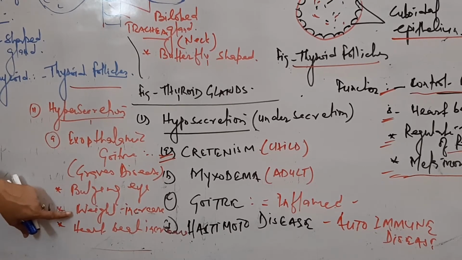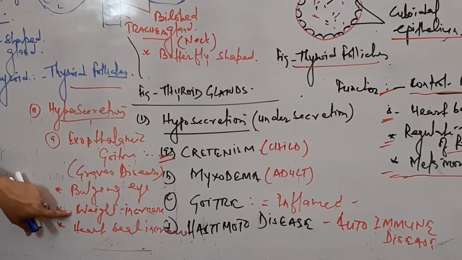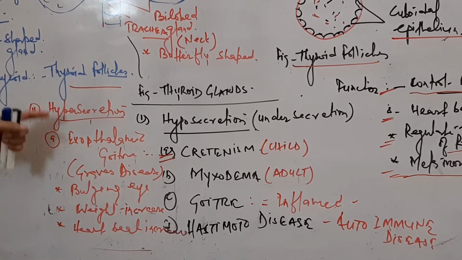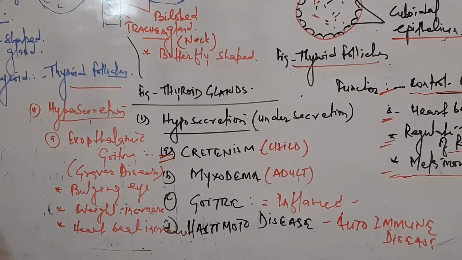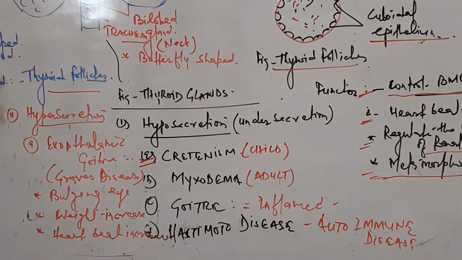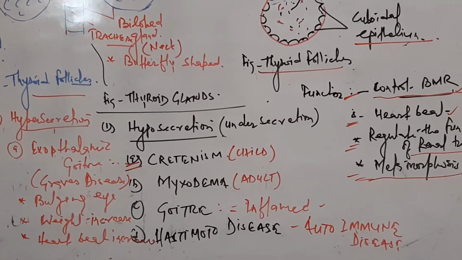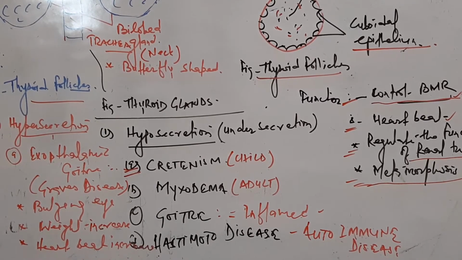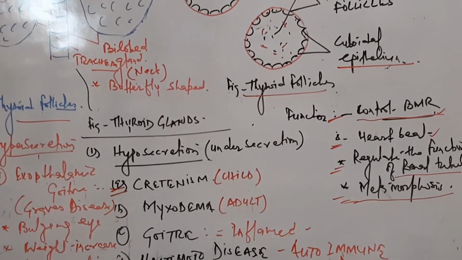Second, increased weight. The person becomes more fatty and puffy. And third, the heartbeat rate increases. These are the symptoms of hypersecretion, or the disease exophthalmic goiter. So, it is due to over- and undersecretion of the hormone. This is all about the thyroid.